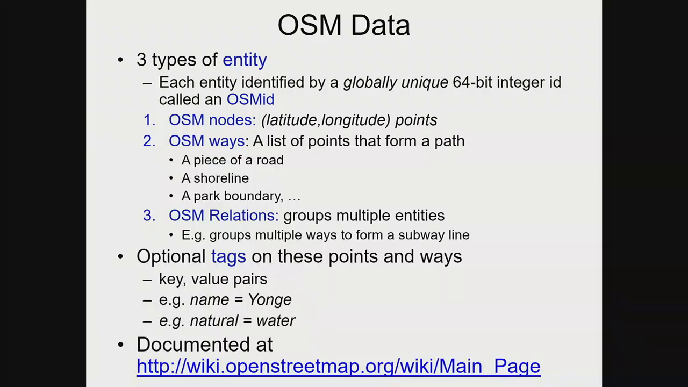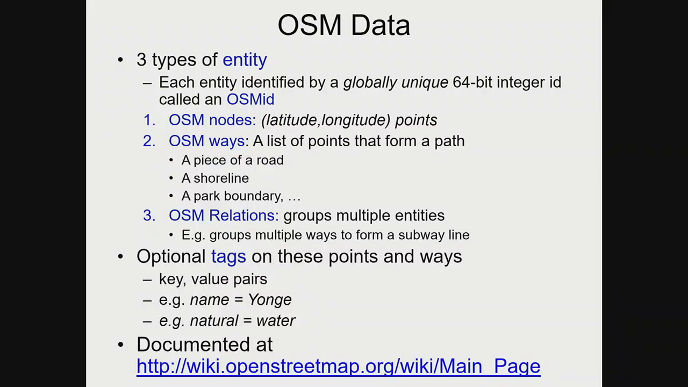And then we're going to talk a little bit about some of the data that we've organized a bit more and made easier for you to understand. The raw data consists of 3 types of entities, and each of these entities is identified by a globally unique 64-bit integer ID called the OSM ID.